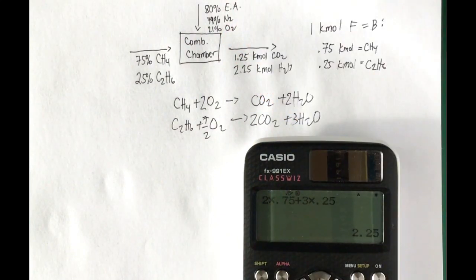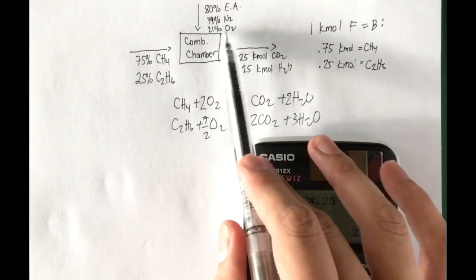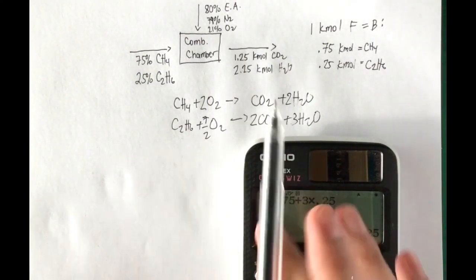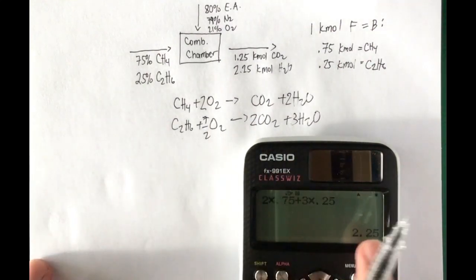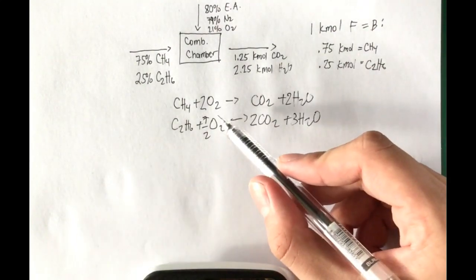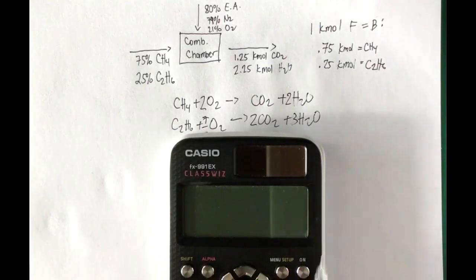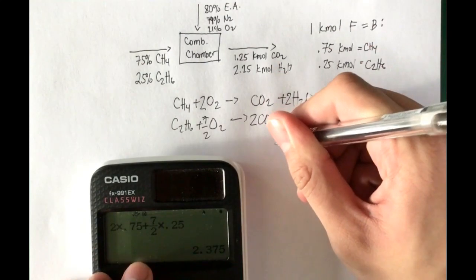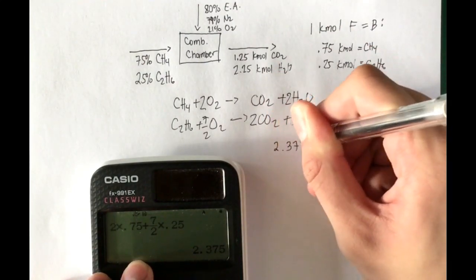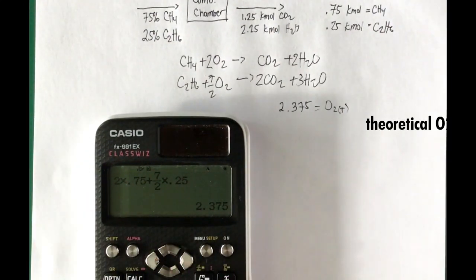Now, the question is, we don't have values for O2 and N2 yet. So all we know is that it is 80% excess. So we're just going to use our excess equation. But first, we need to determine the theoretical O2. So that is 2 multiplied by 0.75 plus 7/2 of 0.25. You get 2.375. Everything clear so far?